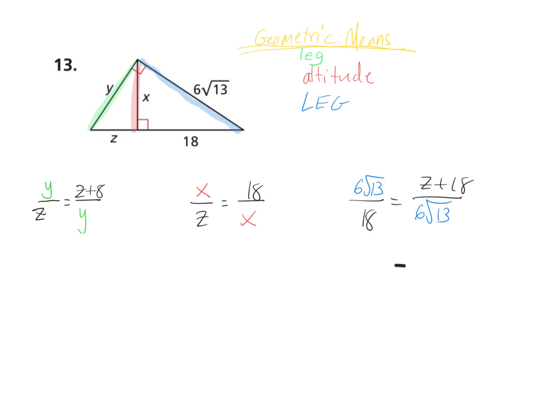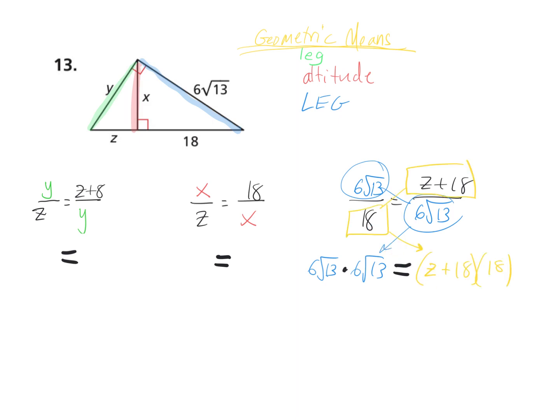All right, when you solve this proportion or any other one, always start by writing your equal sign. And now we're going to establish what's on the left and what's on the right by cross multiplying. So 6 root 13 times 6 root 13 will be on the left, and z plus 18 times 18 will be on the right. And be sure to put that z plus 18 in parentheses because it's the entire numerator that's cross multiplying with 18. So we have to use parentheses and the distributive property. 18 times z and 18 times 18.